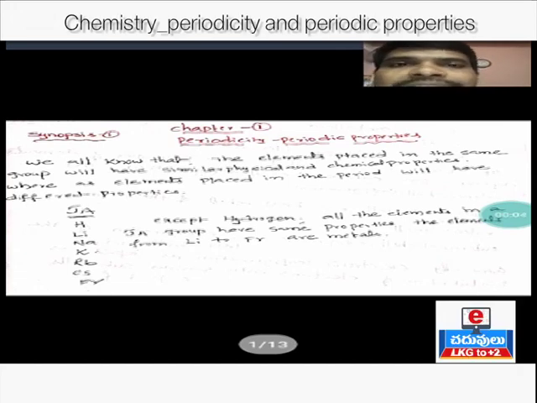In the previous class, we discussed the periodic table and how elements have been classified in the modern periodic table. We discussed different portions and blocks of the modern periodic table, like s-block elements, p-block elements, d-block elements and f-block elements. So far, what we discussed are the basics to understand periodicity and periodic properties.